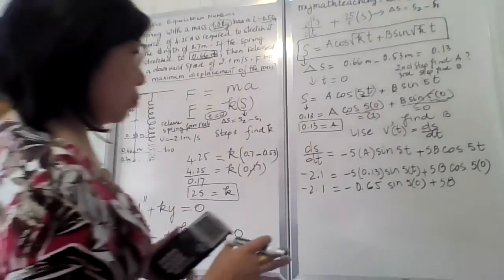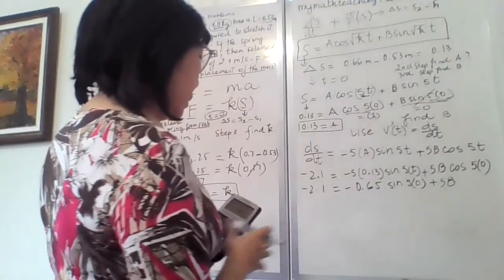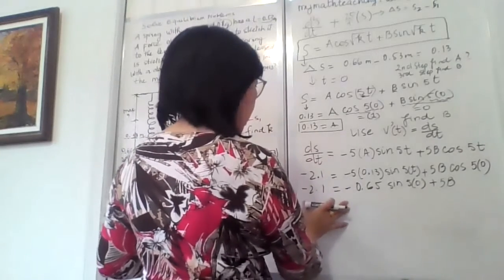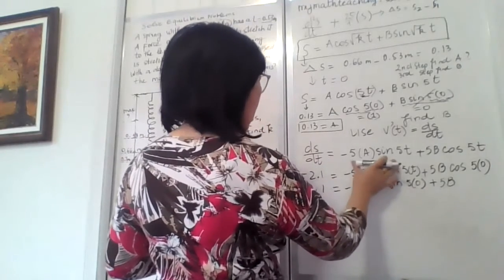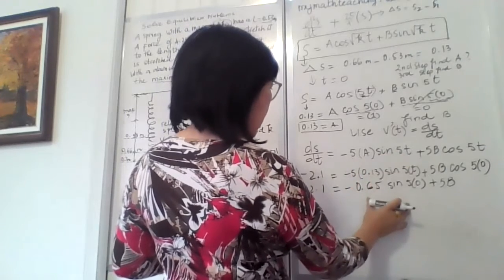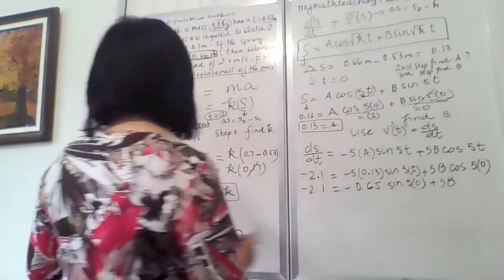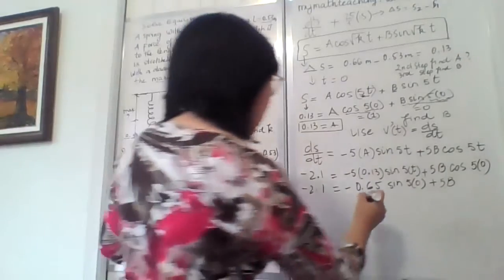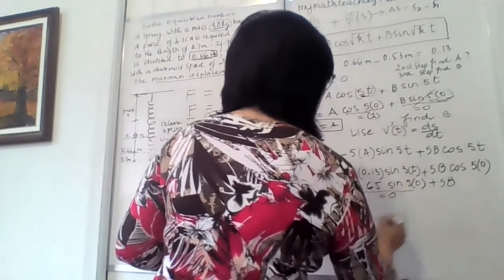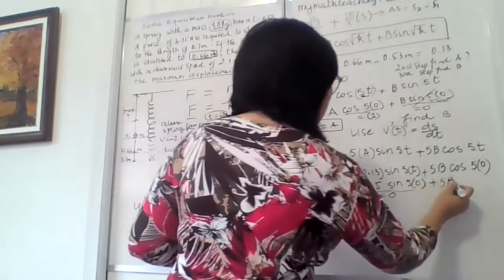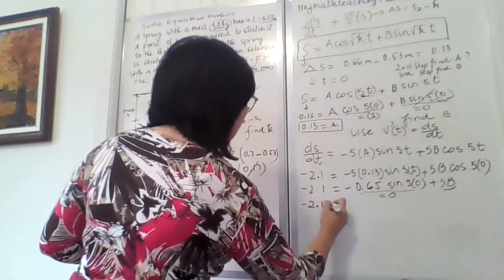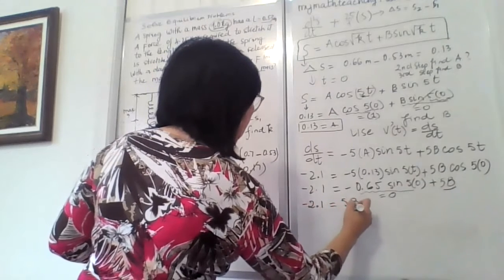So what is our next step? We substitute velocity in here. Our velocity is psi of phi t, and psi of phi t is 0. So this will become 0. And our phi b equals this number. So we have minus 2.1 equal phi b.